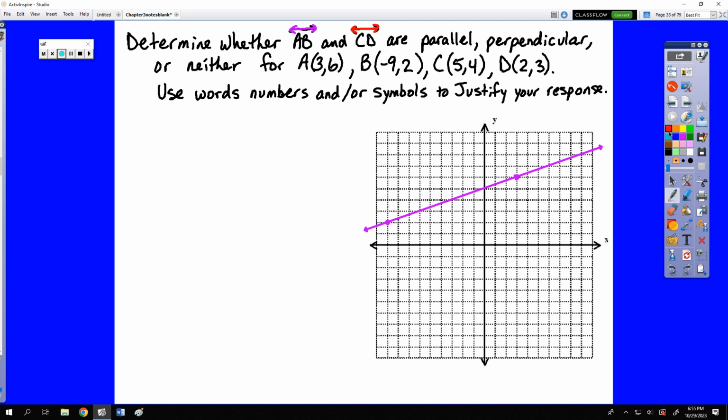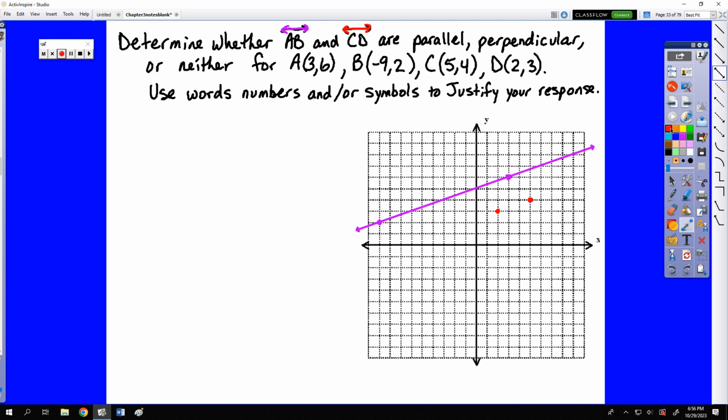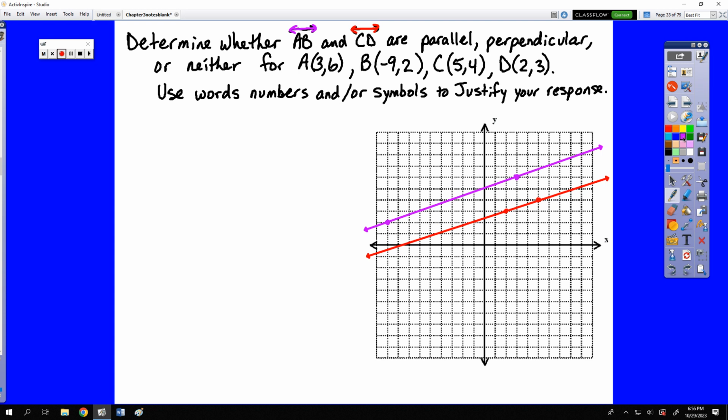C is located at the point 5, 4. And D is located at the point 2, 3. So that line would be right here. Now looking at those lines, they certainly appear to be parallel. But again, we cannot be sure of that. We have to actually check the graph. Okay? So what we do is we do slope formula.